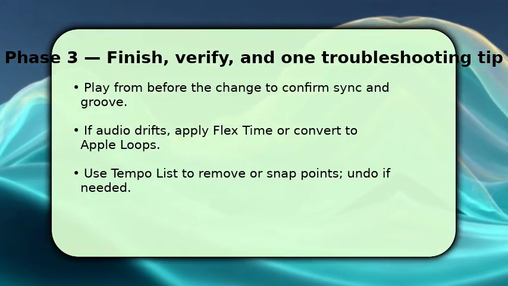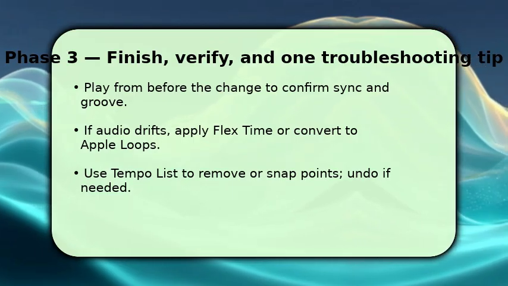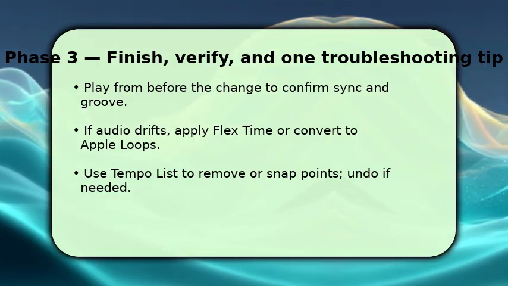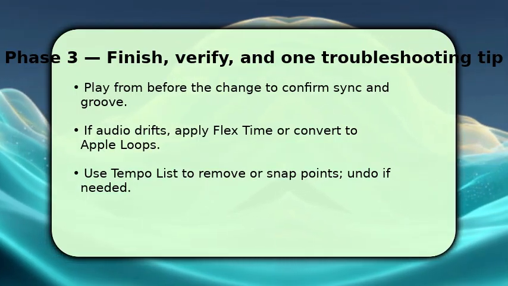Snap points to grid or delete accidental entries. If something breaks, undo and recheck smart tempo settings. Reverting the tempo point is faster than reworking many regions, so use undo promptly.